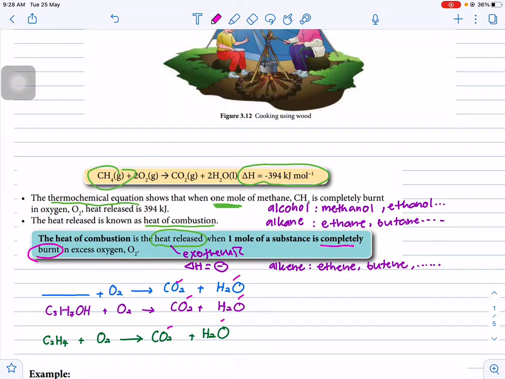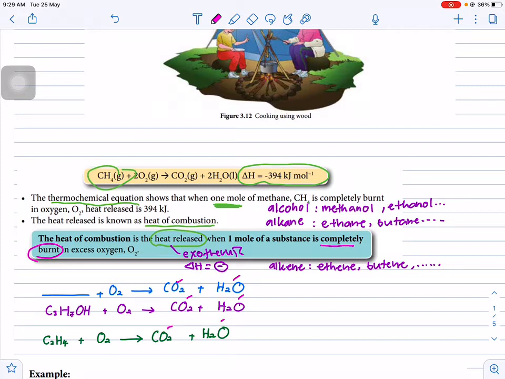And then when we are talking about combustion, it must be a substance. The substance can be an alcohol like methanol, ethanol, propanol, and so on. You already learned about this in the chapter on carbon compounds. Or the substance can be any alkane, alkene, or alkyne. But normally it is either an alcohol, alkane, or alkene. Okay, and when we are talking about combustion, it means we need oxygen. So what can we say here?